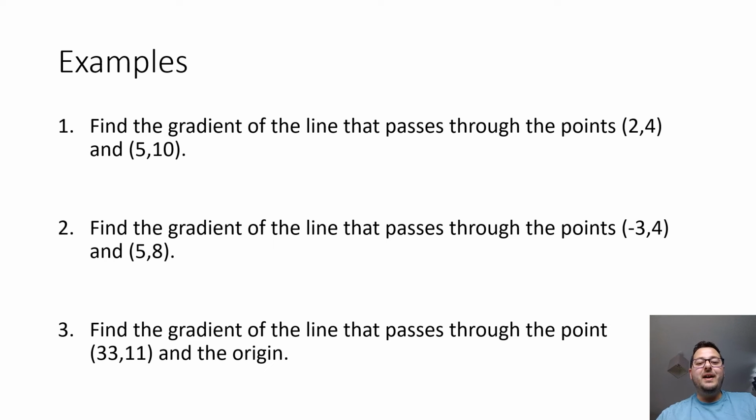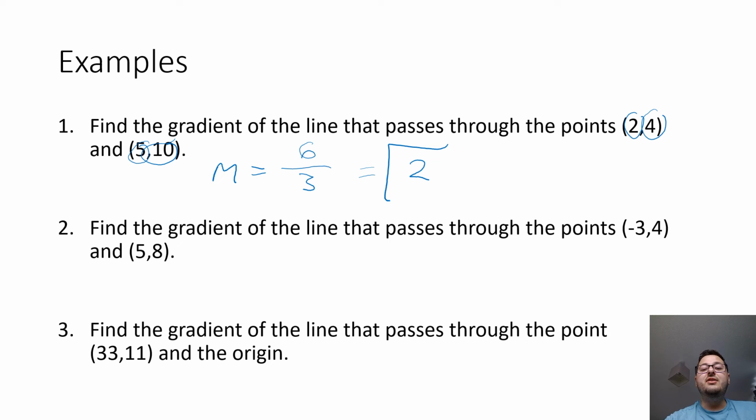Okay, so number 1, we want to find the gradient of the line that passes through the points (2, 4) and (5, 10). Okay, well m is just going to be change in y over change in x. Well, if we look at y, it's going from 4 to 10. So the change in y is 6. And the change in x, it's going from 2 to 5. So it's going up 3. So the gradient is going to be 6 over 3, and 6 divided by 3 is 2. So the gradient of that one is 2.